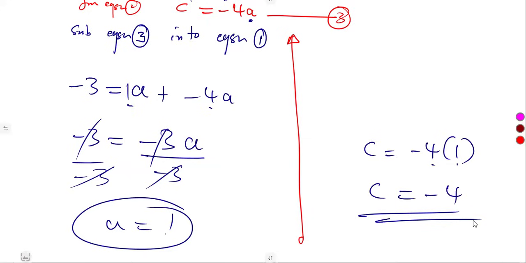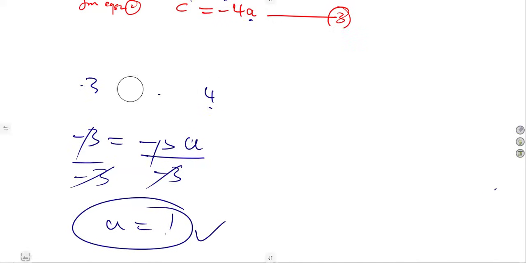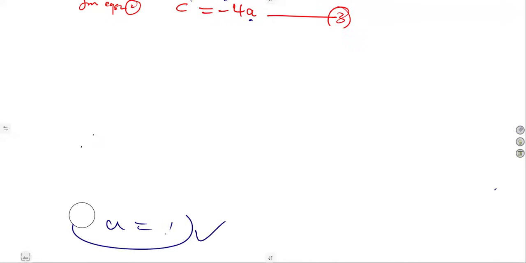Whichever one you're going to use, you must have the same answers. A must be 1, c must be negative 4. So do not forget these values. We're going to need them later on.